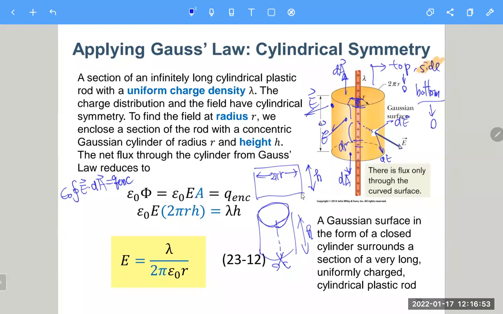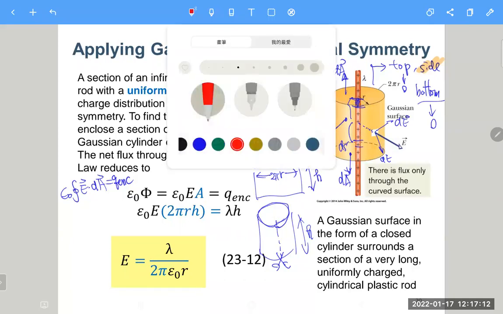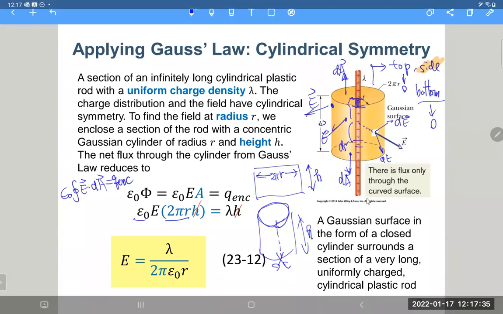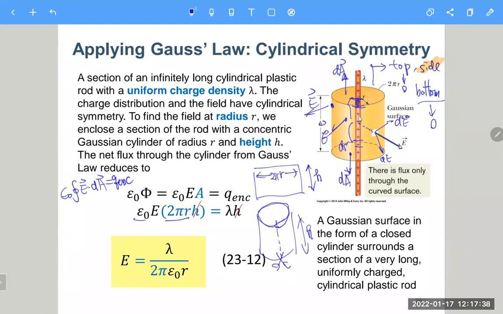And then for Q enclosed, the charge density is lambda. Lambda multiplied by the height h is the Q enclosed, so we have lambda h here. In this case, we can make some cancellation: h and h can be cancelled. So we can just move these terms over, and we finally get E to be lambda over 2 pi epsilon naught r. This is the closed form expression for the infinitely long wire.